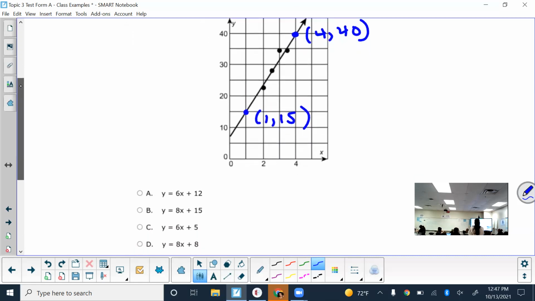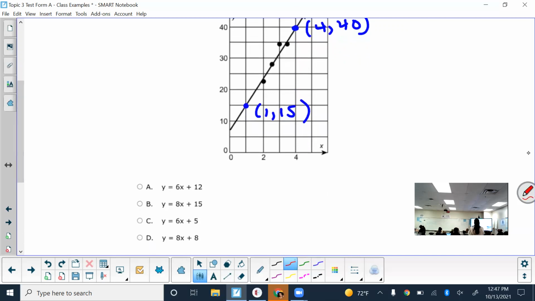So look at your y-intercept, which would be right here. Does it look like it hits at 12? No, because it's under the 10, so definitely not 12. So it definitely can't be A. Does it look like it hits 15? No. Does it look like it hits 5? No, it's close, but it's above a 5. Does it look like it would hit 8? Yes. So even just from that, I would probably gather that D is the best option.